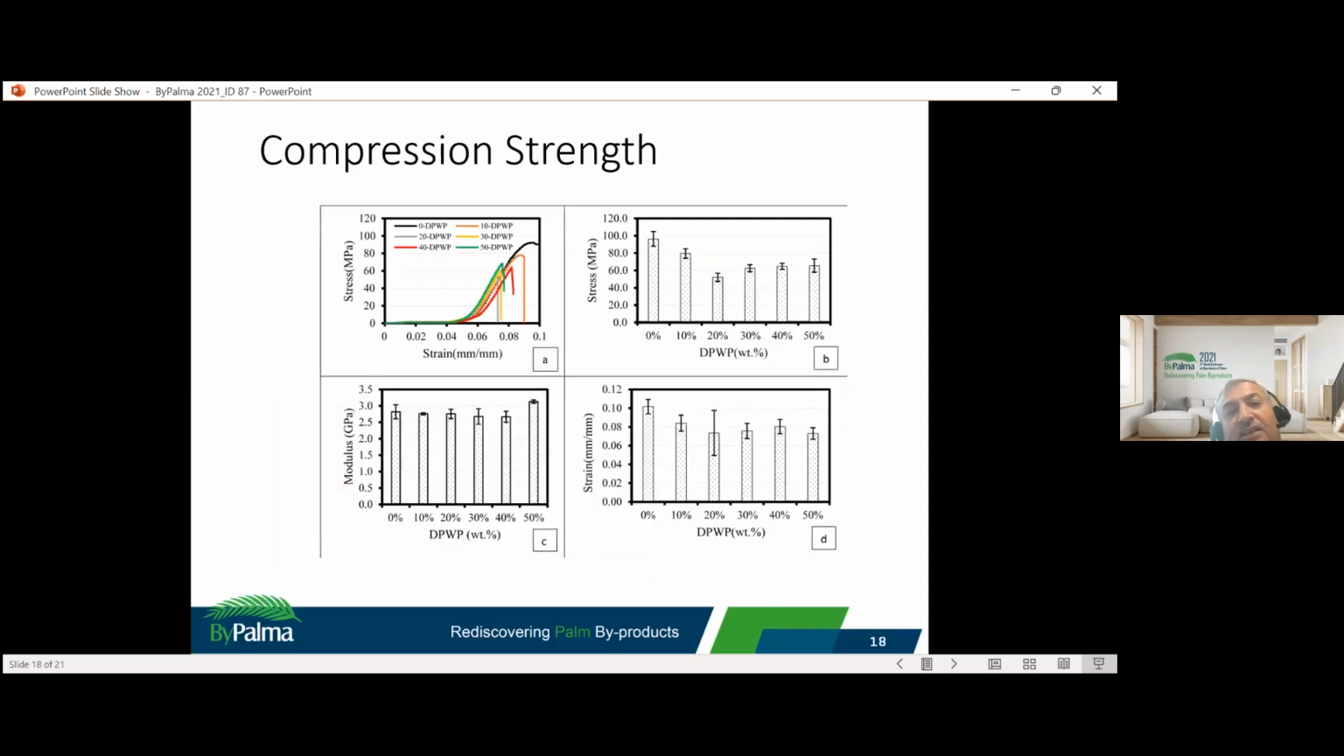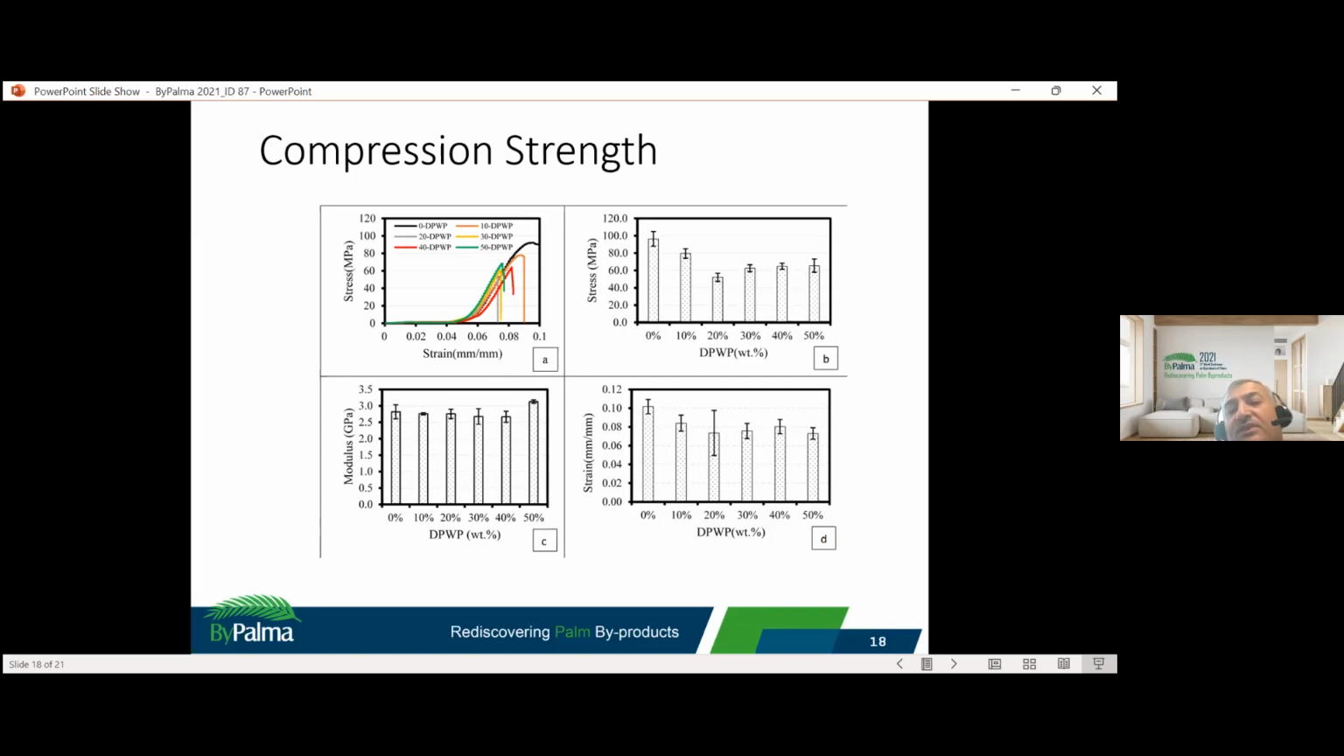Here we have the compression strength properties. Usually we know that adding or incorporating natural fibers in a polymer matrix, in many cases, will reduce the mechanical strength of the material. But here we have the same trend in general, but the reduction is acceptable. If we talk about 30, 40, 50% utilization of this date fiber, we see that we have a good mechanical strength.